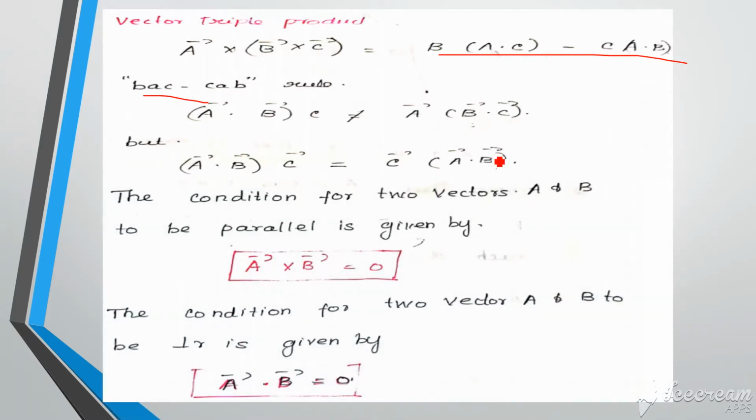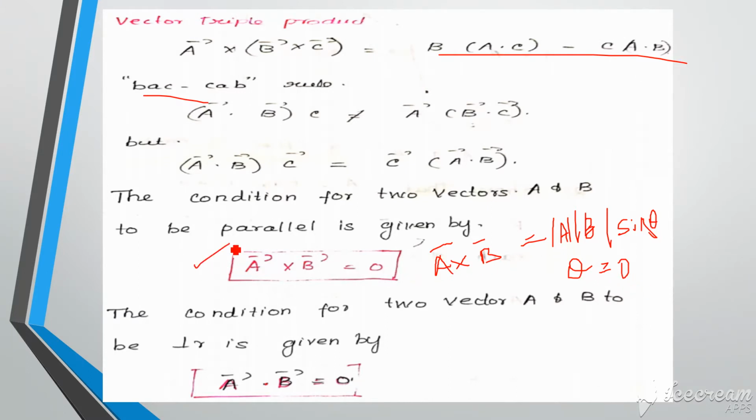And so next one, the condition for parallel. So already we know A cross B. What is the formula we have? A vector cross B vector is equal to mod A mod B into sin theta. If two vectors are parallel, theta value becomes 0. So sin 0 becomes 0. So the condition for parallel vectors is A vector cross B vector is equal to 0.